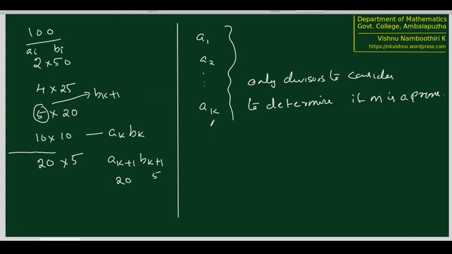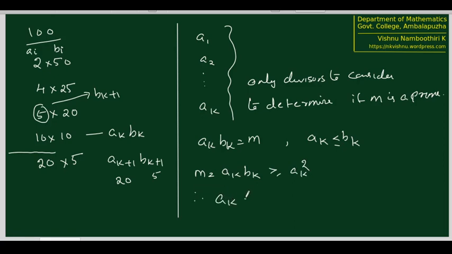Can we suggest some bound for this ak? That is the next question. According to our expression, we have ak bk equal to m, wherein this is a positive integer. What is the relation between ak and bk? ak is less than or equal to bk. So we don't have to consider ak plus 1 onwards. Therefore, m equal to ak bk, that is greater than or equal to ak square. Therefore, ak is less than or equal to root m. This is the crucial observation that we can make from this.